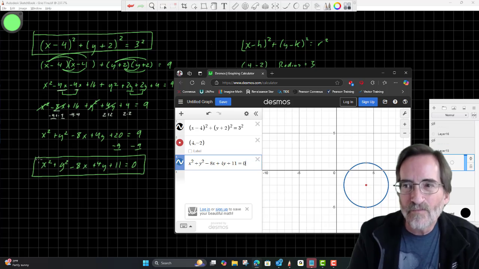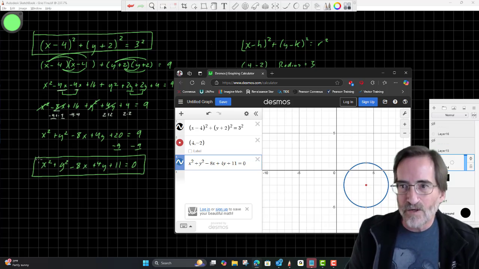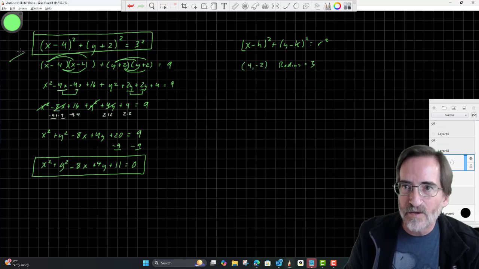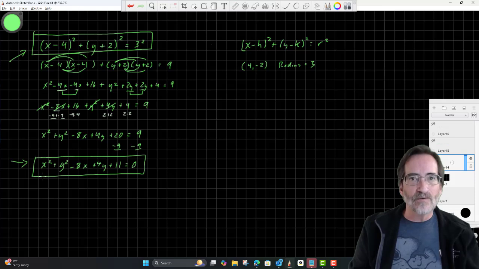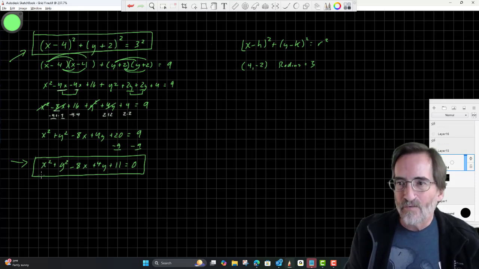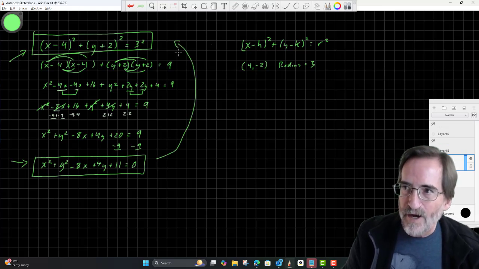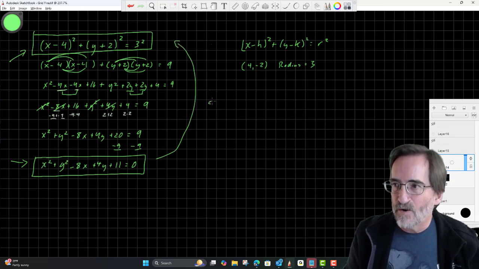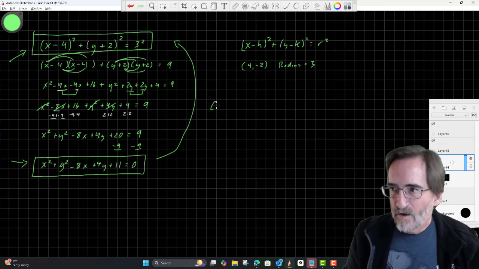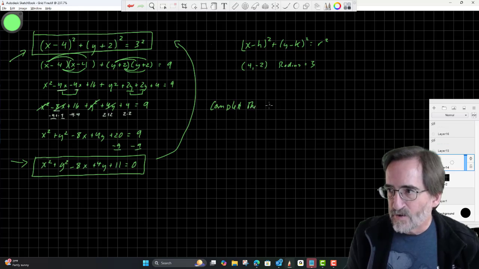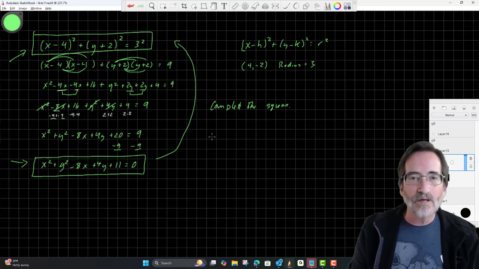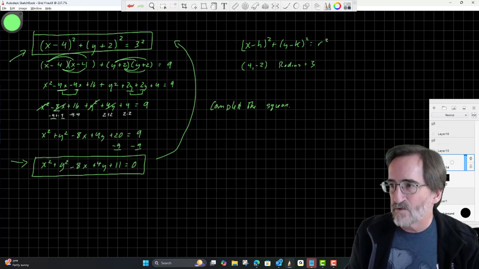Now, the problem comes in the fact that we're not always given the equation in the top form, but we're often given it in what we call general or standard form. And we need to be able to convert it from this to that. That's a process known as completing the square. We've learned to complete the square before. So we're going to use this completing the square process to rewrite.